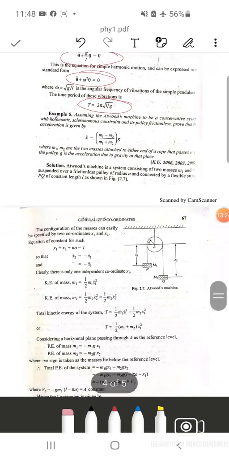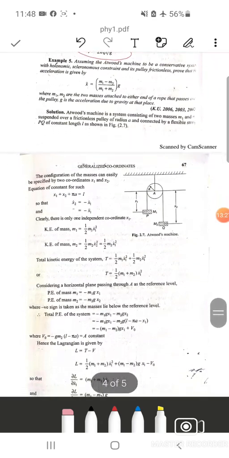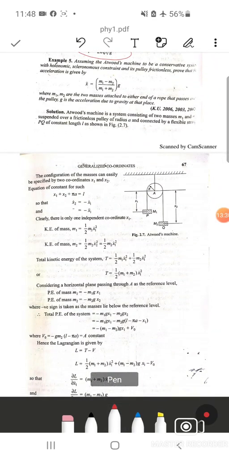Similarly, next, a very important example is the Atwood machine. If we talk about the Atwood machine, numericals to find the oscillation come quite often, that is, find out the oscillation for the Atwood machine. Here, this is the Atwood machine where the two masses, first M1 and second M2, are suspended over this frictionless pulley, and let the radius of the pulley be equal to A.